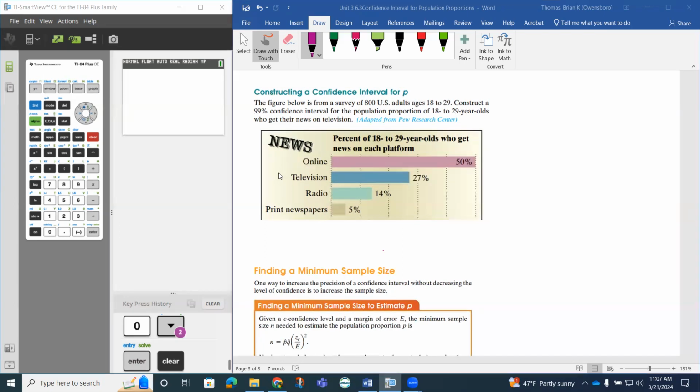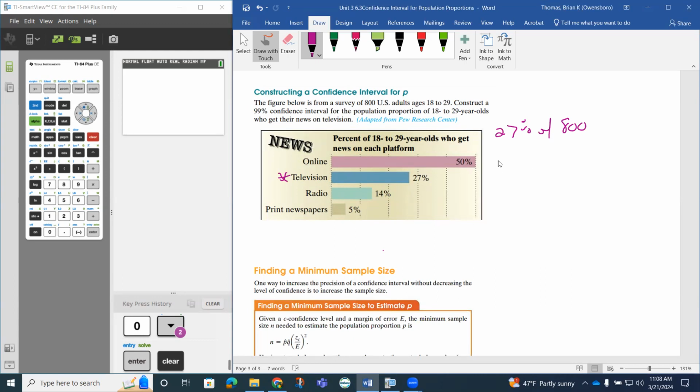So it looks like 27% of the 800 people surveyed get their news on television. And talking to my class, that sounded about right. Not many of my students in class actually even watch television anymore. So it was kind of a low number in class.